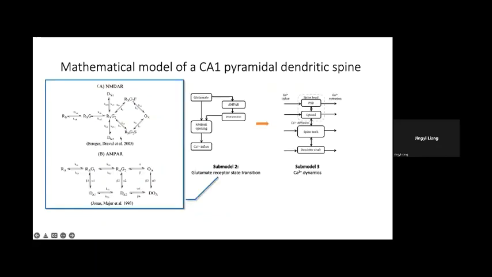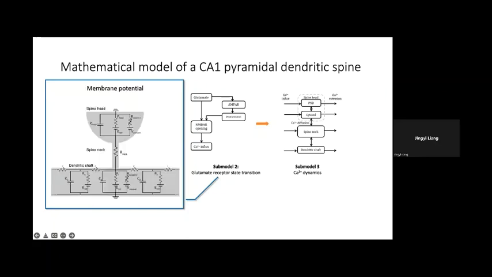So this is the second submodel. It simulates the state transition of the NMDAR mediated by the glutamate. So for NR2A and NR2B types of NMDAR, they share the same activation schemes, but with different reaction rate constants. This means we can investigate the effects of the different types of NMDAR. The full opening of the receptor depends on both glutamate concentration as well as the membrane voltage.